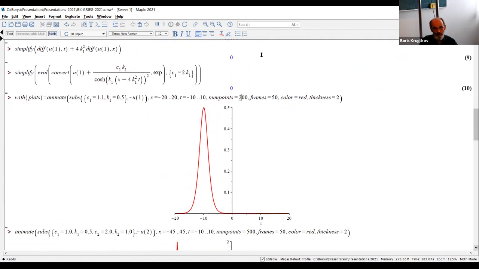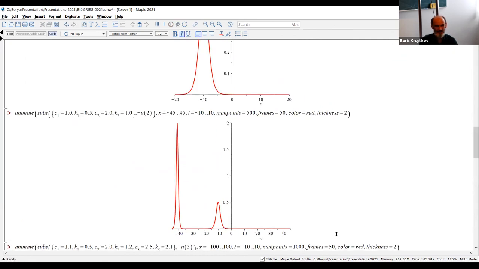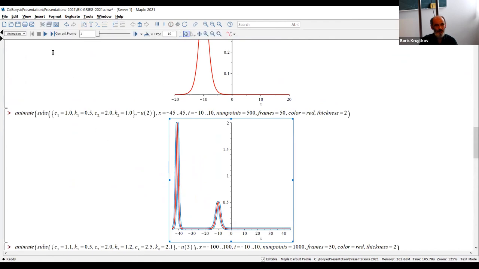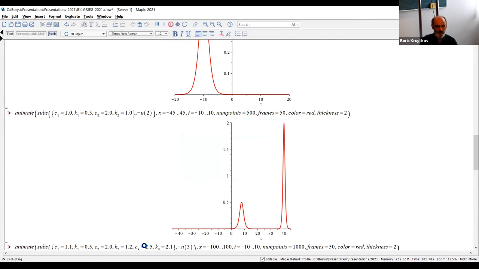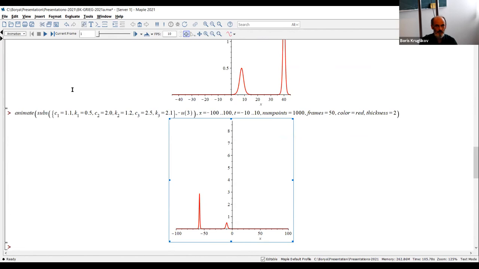Now let me show you an animation. I previously knew how to do it in Mathematica, but now I learned how to do it in Maple. That's the animation. That's two soliton interaction, and then the shape and size is preserved, right? And for the case of three solitons, this will be the same story. I have to make the collision at different points, but they need around zero.